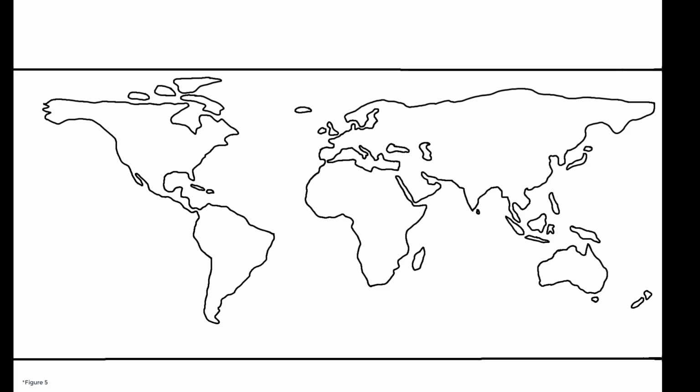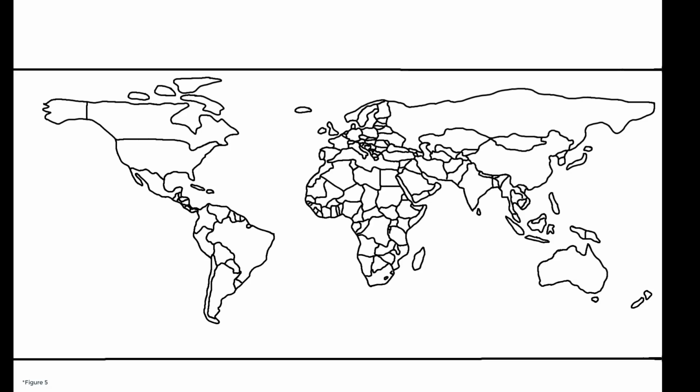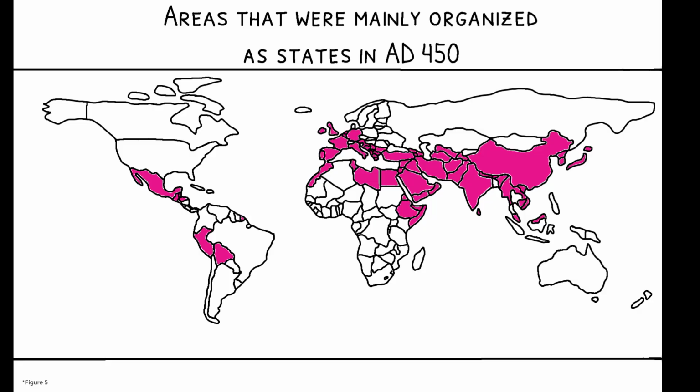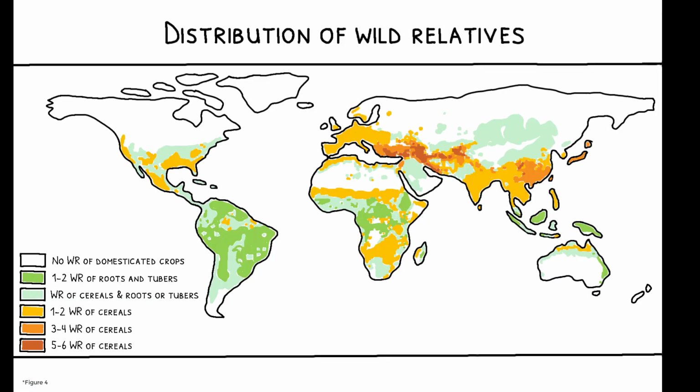Moving further back in history, a second dataset tracks hierarchical complexity based on the boundaries of 159 modern-day countries and measured every half-century from AD 50 to 2000. Here, we see which regions were organized as states in AD 450, just before the collapse of the Roman Empire. State presence closely tracks the geographic distribution of wild relatives of domesticated cereals. These are wild plants that are genetically related to cultivated crops, and their presence serves as a proxy for domestication.